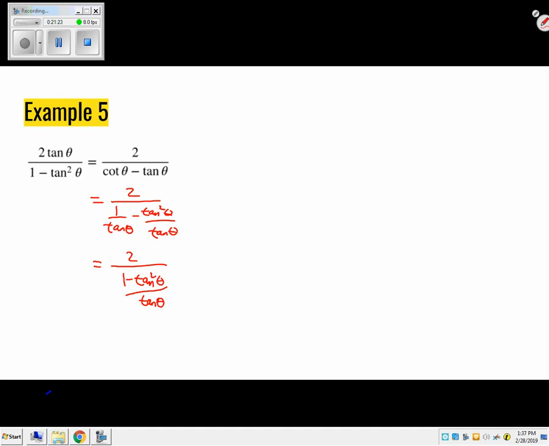Now what trickery do we do? Keep, change, flip. Keep the top. Change the division to multiplication. And then just flip this. I'm going to get 2 tangent over 1 minus tangent squared. That was easier than I thought it would be. It's good. We're just getting better at this. That's what it is.